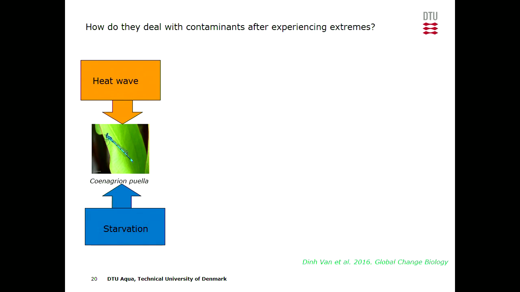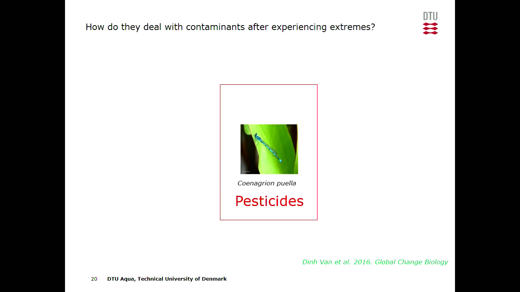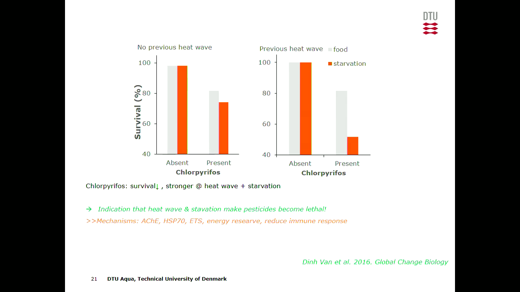But when both stressors are over and the animals then encounter another stressor like pesticide, they have the delayed effect of heat wave, the delayed effect of starvation, and the direct effect of pesticide. And what happened, you can see here, is that half of the population die with all 3 stressors together. So 1 direct effect of pesticide and 2 delayed effects of starvation and heat wave.